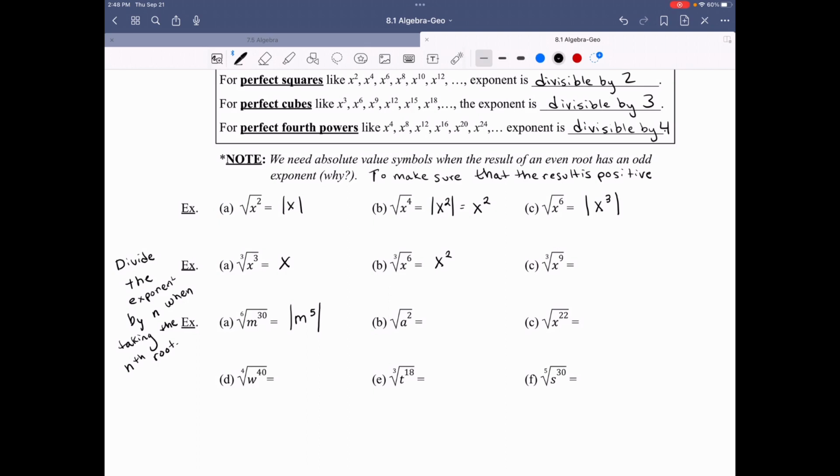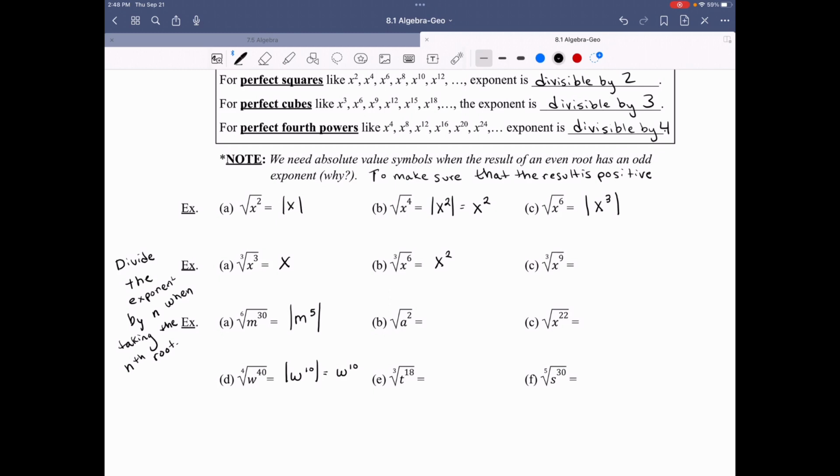Okay, and for D, we have 40 divided by 4 is 10, so that's w to the 10th. Since that is even, we can put it in the absolute value bars. But it ends up being positive no matter what, because if we take it to the 10th power, even if the w was negative, it would still end up being positive, so we don't have to keep the absolute value bars.